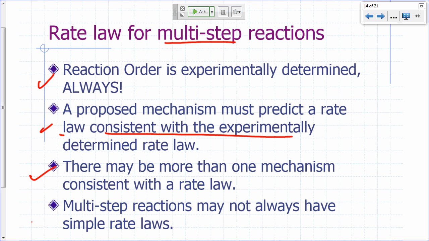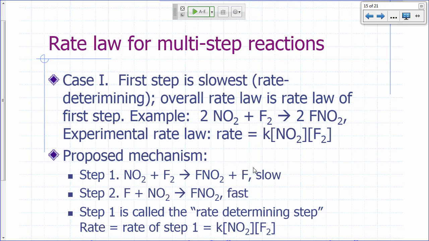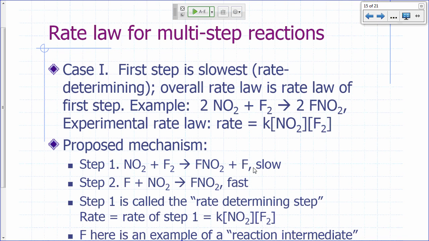Multi-step reactions also, one thing you'll find is they may not always have simple rate laws. You might have fractional orders, you might have the concentration of a reactant in a denominator in your rate law expression. So let's look at just some simple mechanisms. The simplest type is one where you have a series of steps, but the first step is the slowest. So that's your rate determining step.